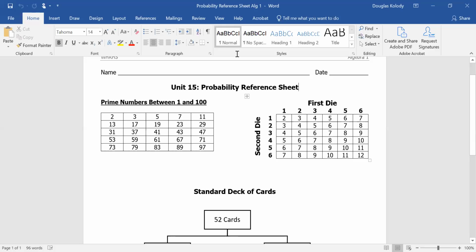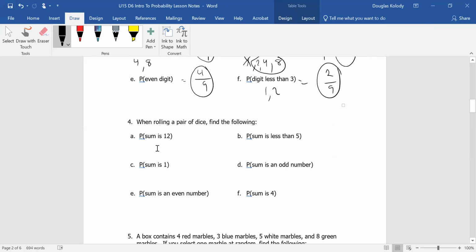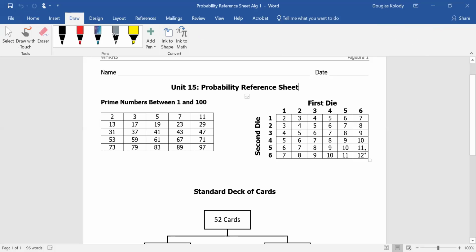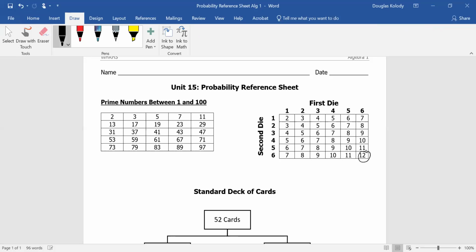So let's go back to the question and see what it's asking. What's the probability that the sum is 12? I do believe that there's only one sum of 12 right here, and it's right there. That's the only sum of 12. So, that's just one number. And by the way, how many total numbers are here? 6 times 6, there's 36 total numbers here.